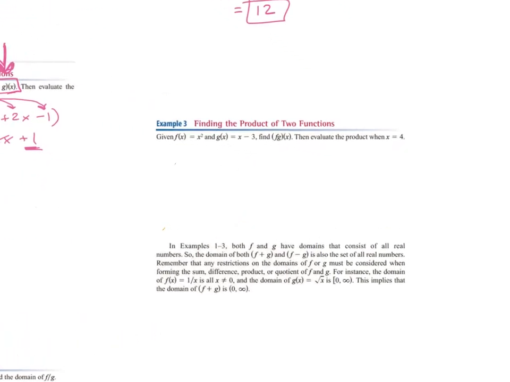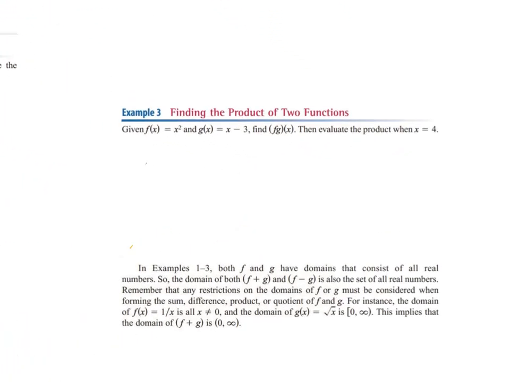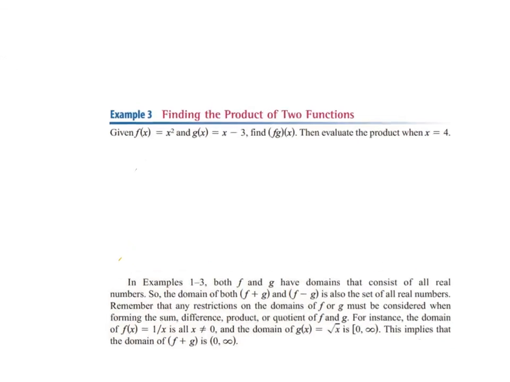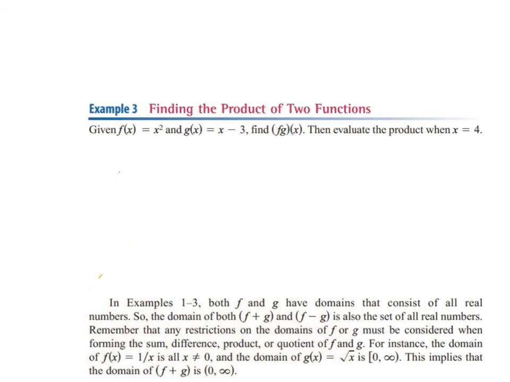You're welcome. So looking at example 3, we need to find the product of 2 functions. So here we're multiplying. We're given f of x is equal to x squared, g of x is equal to x minus 3. We need to find f times g of x and then evaluate the product when x is equal to 4. So f times g of x just means that we multiply our two functions together. So we have x squared times x minus 3, and that's it. So we need to multiply them, so we have to distribute this x squared to both things inside our parentheses.